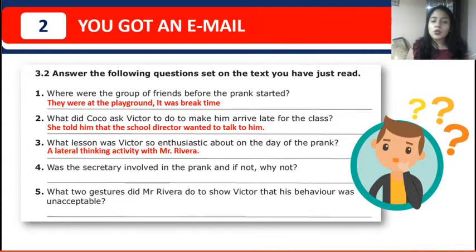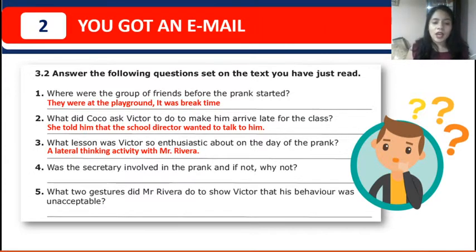Okay, listen, if you want to know more about this activity, you can look for it on the internet, a lateral thinking activity. It's a way that you can think, a way that you can solve problems, using your creativity. Okay, it's not easy, but it's another different method to solve problems. So what about number 4?